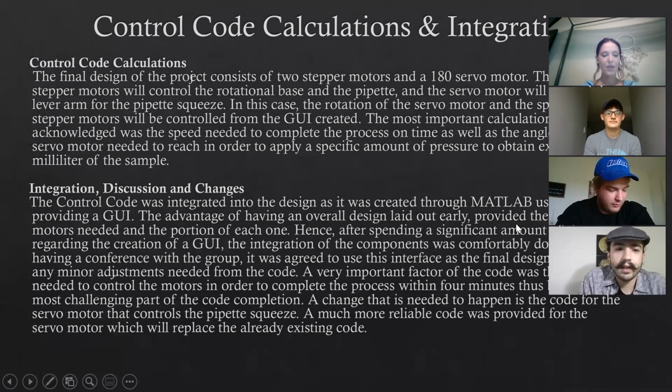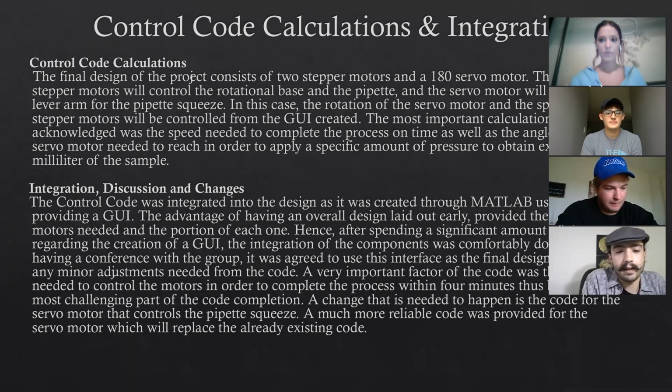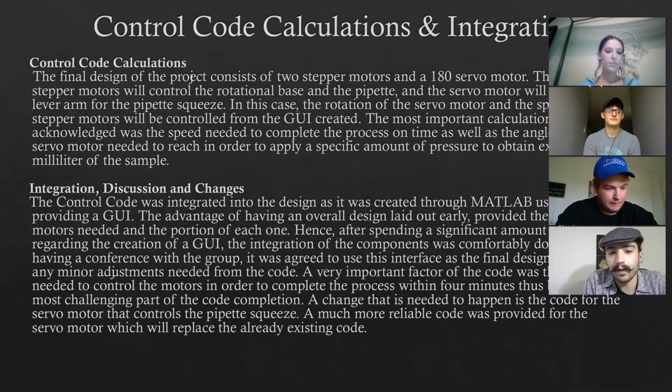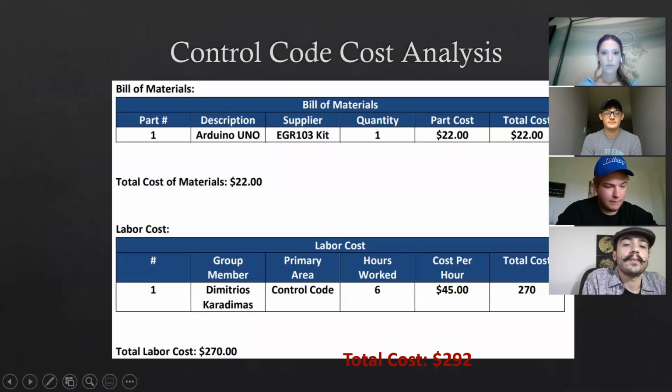The control code calculations regarded the positioning of the pipette squeeze, how fast we wanted the rotational base to turn, and the pressure applied on the pipette in order to obtain 1 ml of the sample.